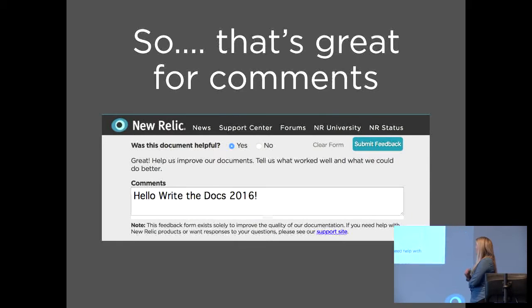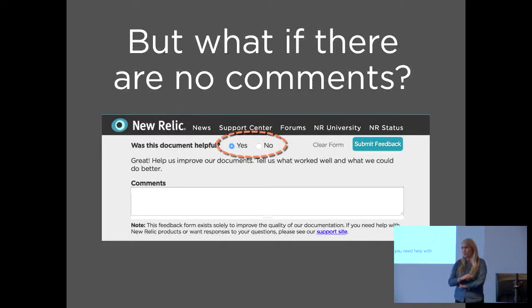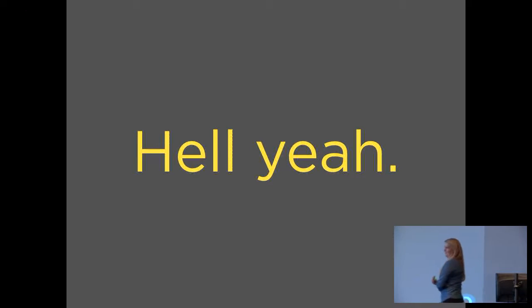Now, what I've shown you so far is pretty great as long as there's a comment. But what if there are no comments? Is there any way that you can improve your documentation without people actually commenting in this little itty-bitty comment box, and instead just using yes/no data? Can yes/no really improve your documentation? Hell yeah, it can.